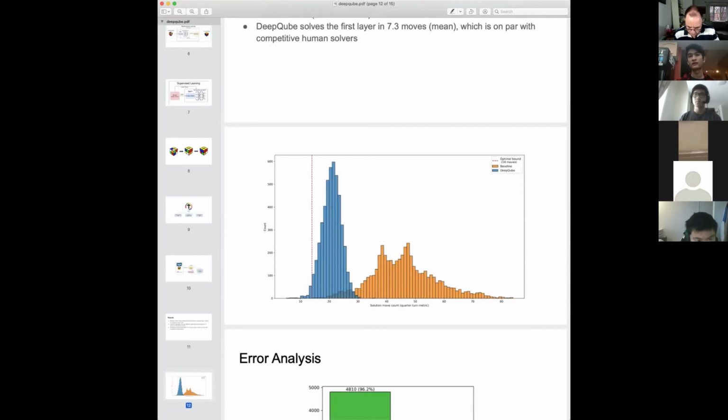Yeah, a lot of 11-move solutions would be considered optimal, for example. 11 as opposed to 14. Anything below 14 is in that consideration. I see. So don't use that word. Yes. Okay.